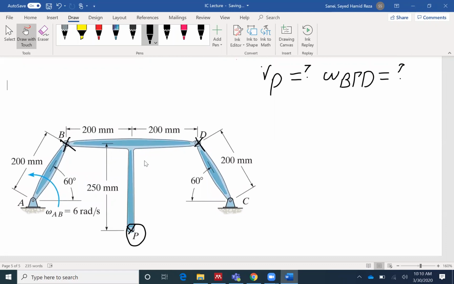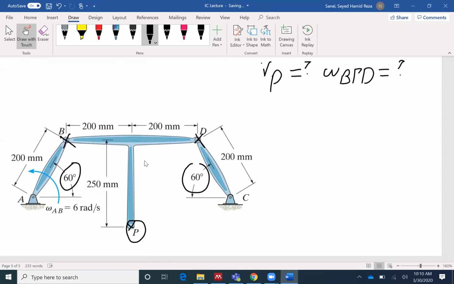So we can find the IC for an instant where these two are at 60 degrees. At the next instant, there would be a new IC. So we need to know what two points we have for our determination of IC. I know I have point B, and I have omega AB, so I can find the velocity of B. For now, I'm just interested in the direction. If this one is counterclockwise, it pushes this, and this one would be counterclockwise as well.